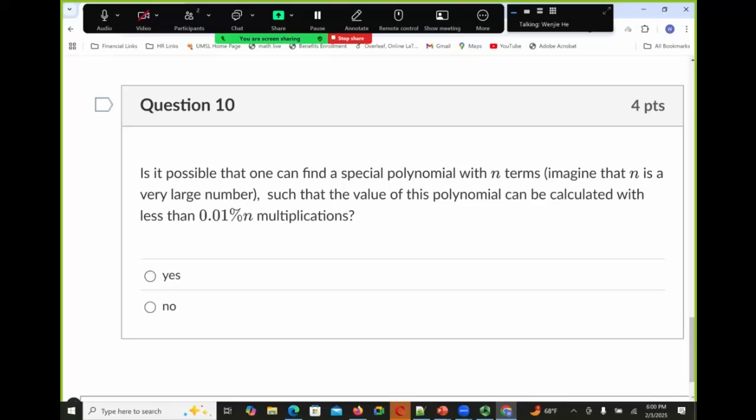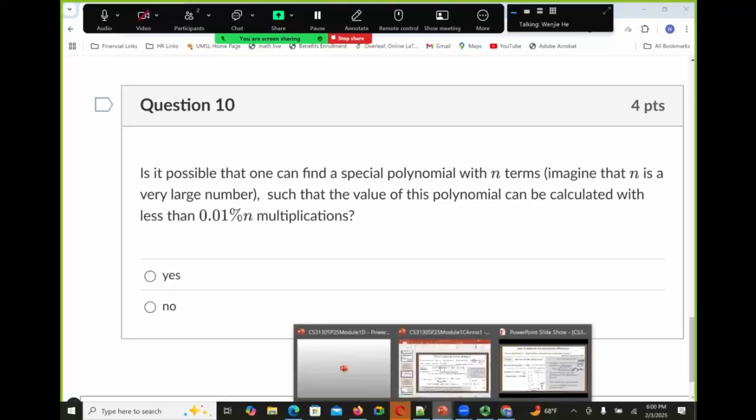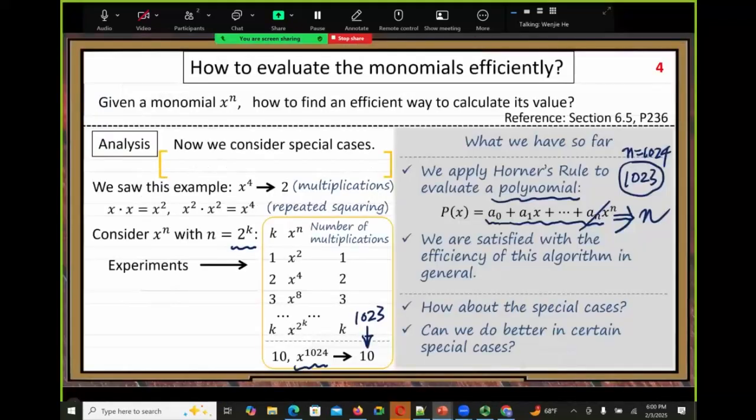So this last question connects to our current discussion. Let me jump back to the current discussion. Here you can see we reduce from 1023 to 10. When we increase that K, can we reduce more? Here our K is 10, right? If we increase to 100, can we reduce much, much more?